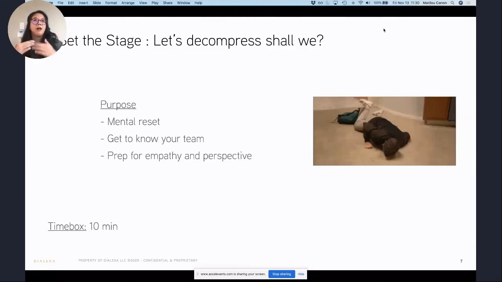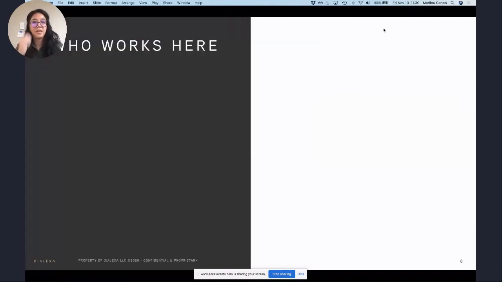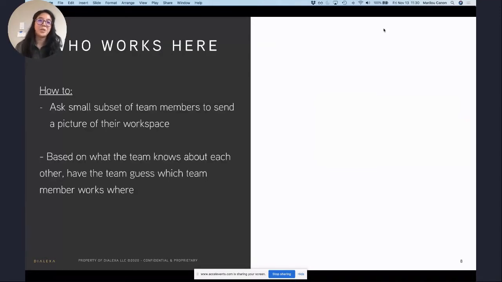For all of these steps, I'm going with the mindset that you are doing a 1-hour retrospective. So I'm providing a time box so you can see how you can facilitate that in what time for each part. An example that I've used before is a set the stage warm up, which is who works here? You ask a small set of team members to send a picture of their workspace. So this is specifically tailor-made for a remote work environment. And I say small subset because if you have a big team, you can just do 2 at a time.